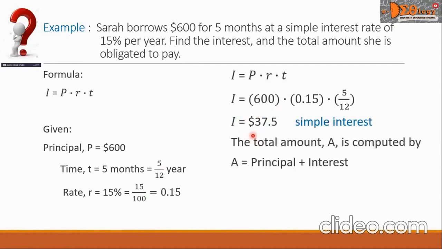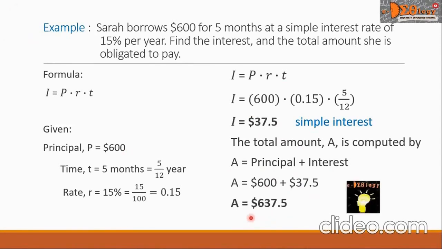Now let us compute for the total amount denoted by A, and the formula is A equals principal plus interest. Principal is the $600 plus the interest that we have computed here, 37.5. And the sum is the total amount equivalent to $637.5. This is our final answer.